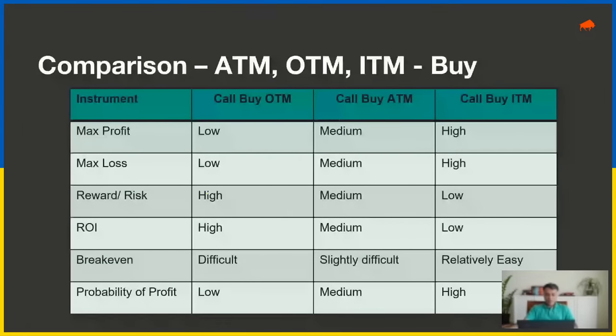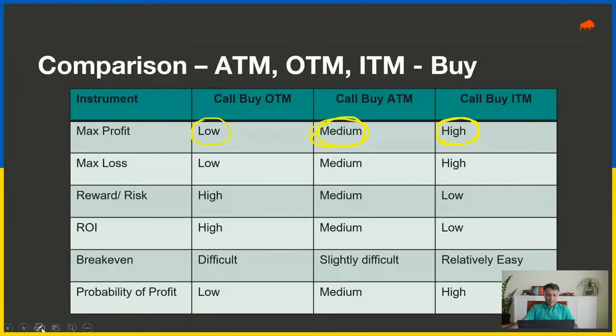So if you look at ATM, OTM, ITM, the ITM gives you higher max profit per lot, right? Obviously it does because it breaks even earlier. But you can ignore this because it's just per lot. Per lot is not how we calculate, right? We calculate ROI based on the amount of money invested. This is low. This is medium, right? But let's just ignore that. The important thing starts here.